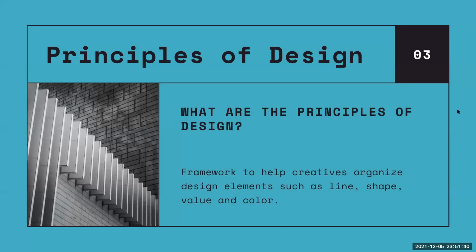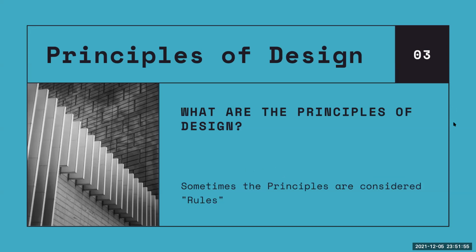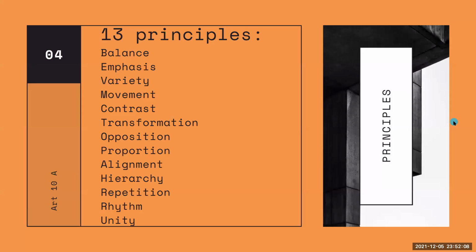The principles of design are more about the way these things are organized. Now, the principles of design are basically a framework that help creatives organize design elements such as line, shape, value, and color to give them further and expanded meaning. Sometimes the principles are considered rules, but as we know, for creatives, rules are sometimes meant to be broken. It's just about choosing when it's appropriate to do so.